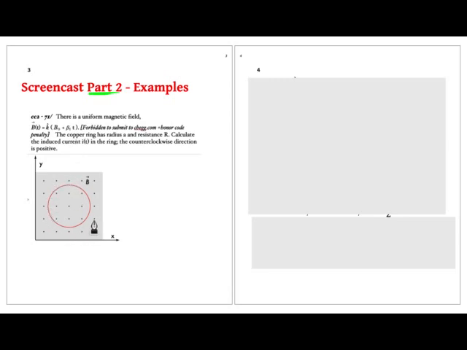In this field, we have a copper ring, which has a radius A and a resistance R. So let A be the radius of the ring, and let R be the electrical resistance. And then the problem is to calculate the induced current. So the problem is to calculate I as a function of t.